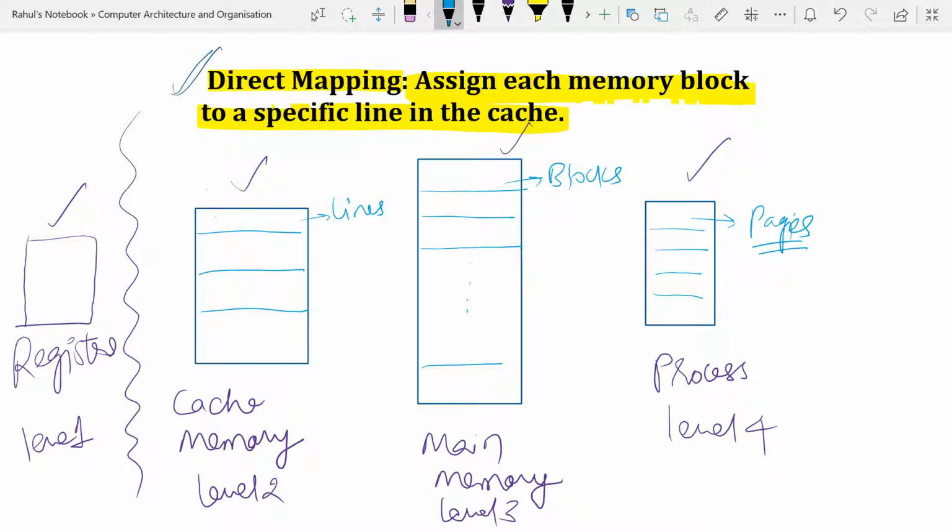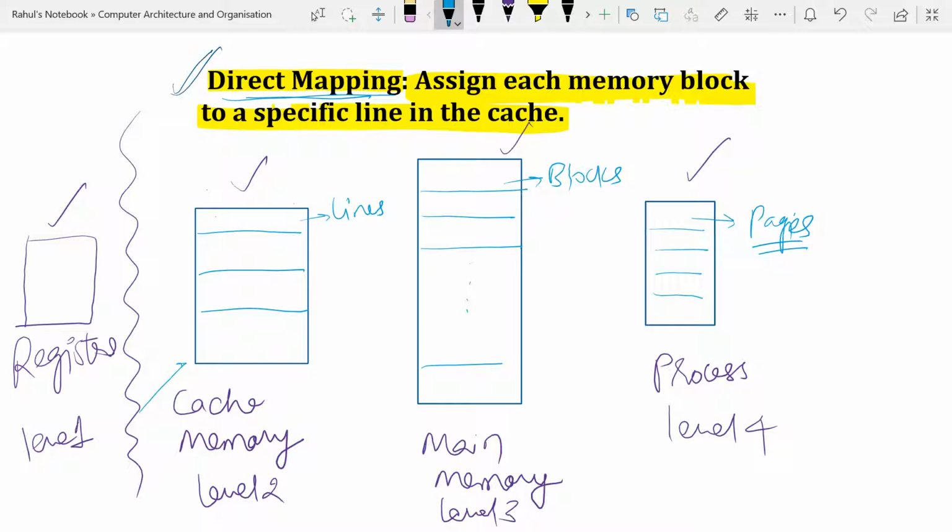Now what is direct mapping? You all know that to access main memory elements via cache memory, the CPU will ask whether cache memory has our required element or not. So cache memory should hold the elements which are asked, and elements might exist in the cache memory or in main memory or in process or secondary memory, right?